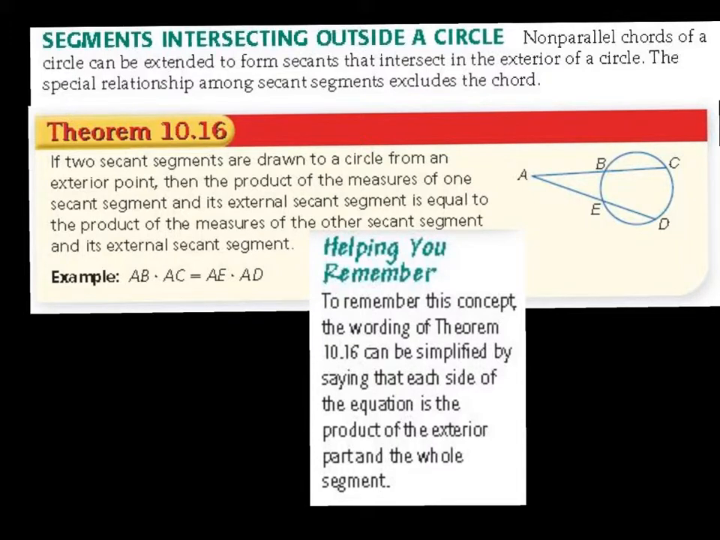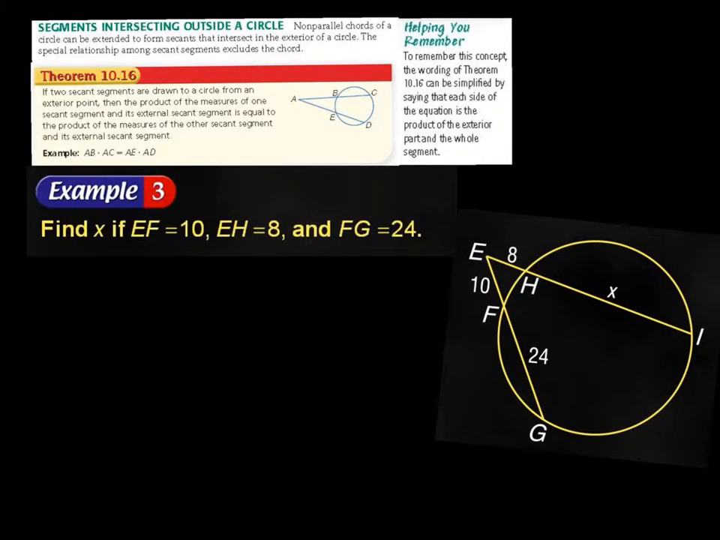We talk about the equation as the product of the exterior part and the whole segment equals exterior times whole segment. Find X. All right, so we have exterior on EI is 8 times the whole segment, 8 plus X, or X plus 8, doesn't matter, equals exterior on EG, which is 10, times the whole length of EG, which would be 10 plus 24 is 34.